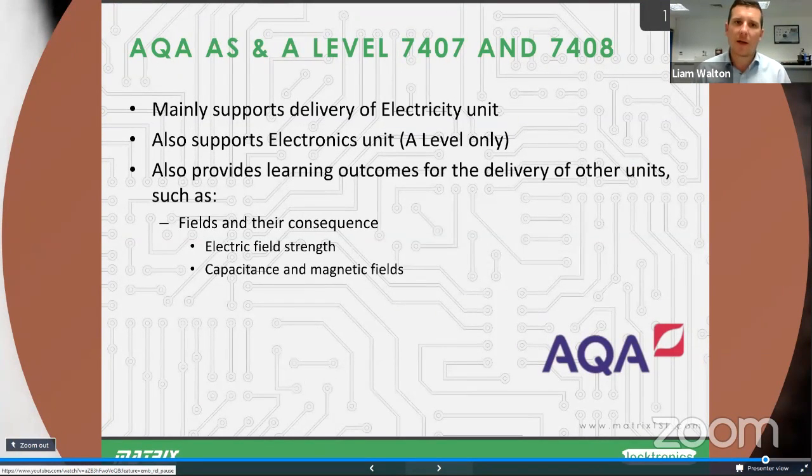So when you look at the AQA, AS and A-level syllabus, 7407 and 7408, the kits that I've just shown mainly support delivery of the electricity unit, which is one of the units in there, but then you have the A-level only electronics unit, which is optional, for which we are able to cover with the equipment that I've just mentioned. There are also a number of learning outcomes for delivery of other units as well. So you've got units there about fields and their consequence, electric field strength, capacitance and magnetic fields, for example, and all of that can be covered using the equipment that I've just talked about.